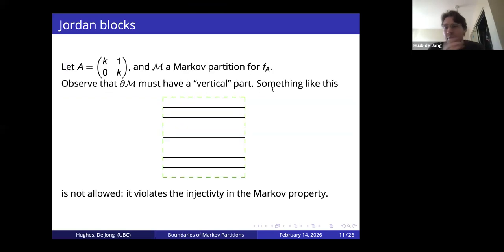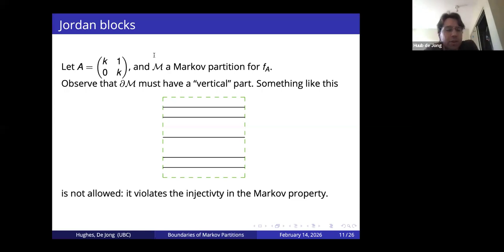Much as before, if we have a matrix that's not diagonalizable, but it's only similar to a Jordan block, then the change of coordinates does not fundamentally change our argument. So for convenience, I'm going to assume that I am dealing with a Jordan block itself, so a matrix (k, 1; 0, k). And I have a Markov partition M.